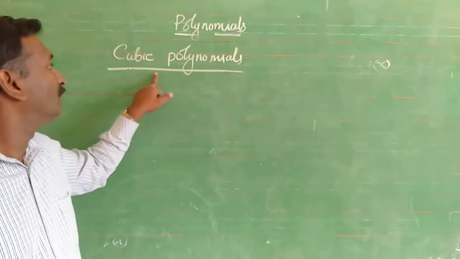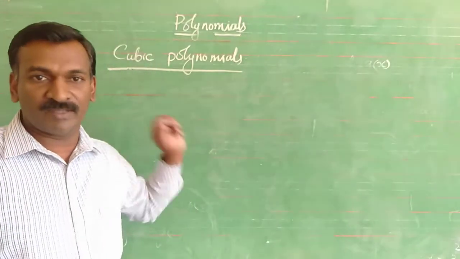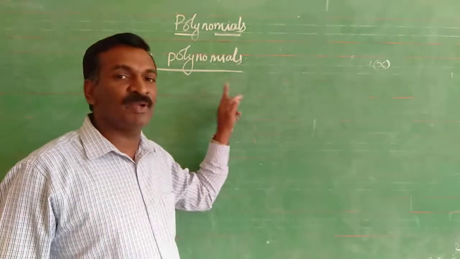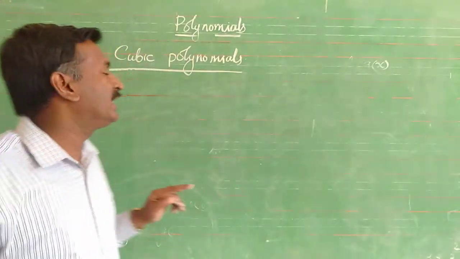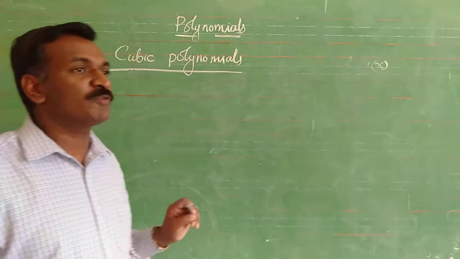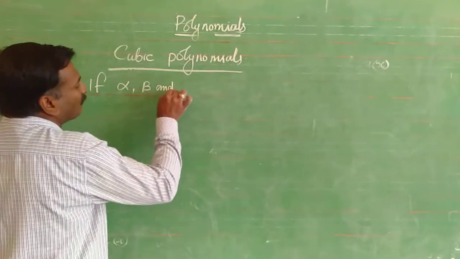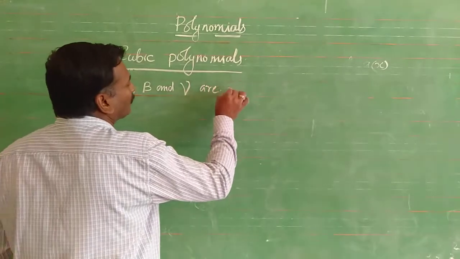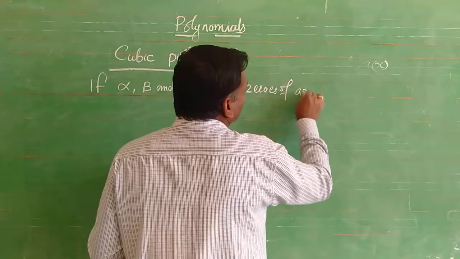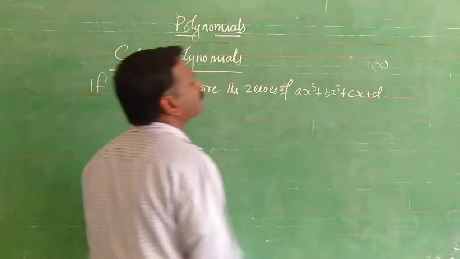What is a cubic polynomial? If the degree of the polynomial is 3, then we can say it's a cubic polynomial. The standard form is ax cube plus bx square plus cx plus d. Now, we can find three zeros of a cubic polynomial. If alpha, beta and gamma are the zeros of ax cube plus bx square plus cx plus d.